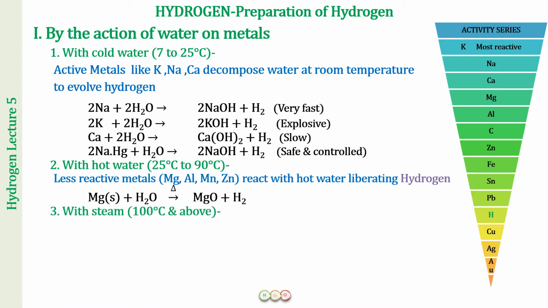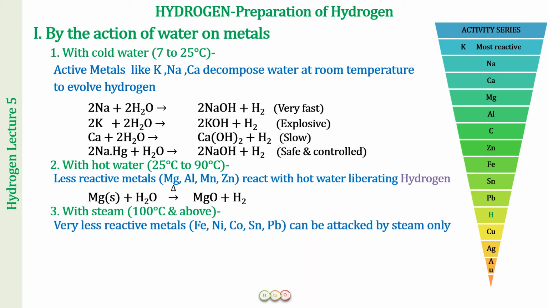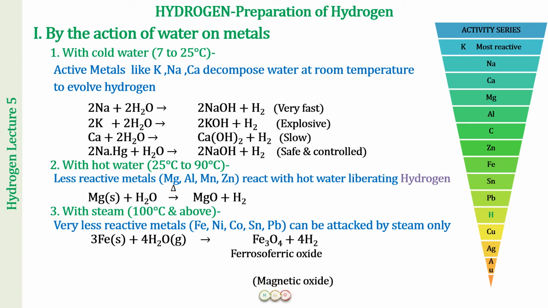Next we talk about the reaction with steam, which is at a temperature of 100 degrees Celsius and above. Here the very less reactive metals, which are just slightly above hydrogen in the activity series, like iron, nickel, cobalt, tin and lead, can be attacked by steam only. For example, iron reacts with steam to form Fe3O4, and hydrogen is evolved. Please remember that Fe3O4 is called ferroso-ferric oxide, the magnetic oxide of iron, the oxide of iron which has magnetic properties.